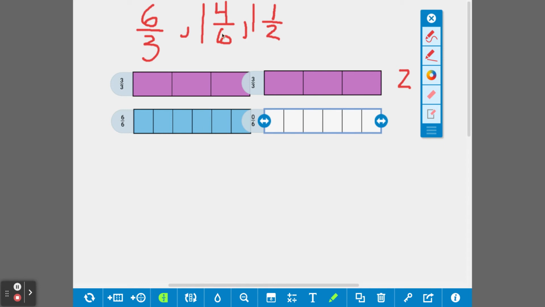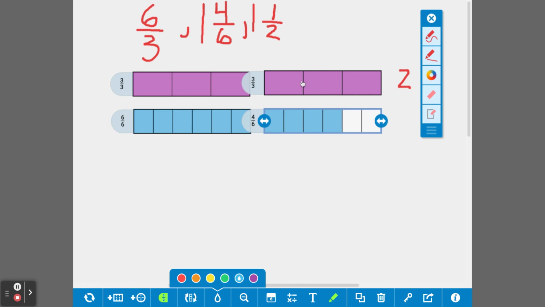Now I have to represent the 4/6s. So I'm going to color in 4 of these to represent it. So is it equivalent? No, because I don't have 2 full bars colored. I have 1 and 2/3 colored.